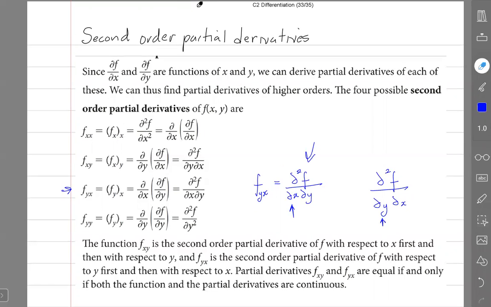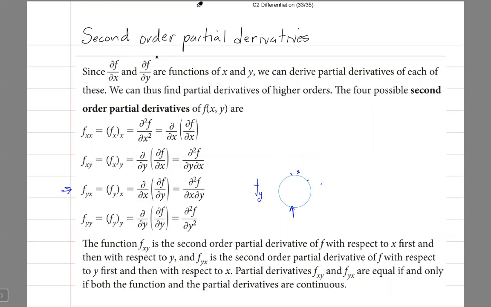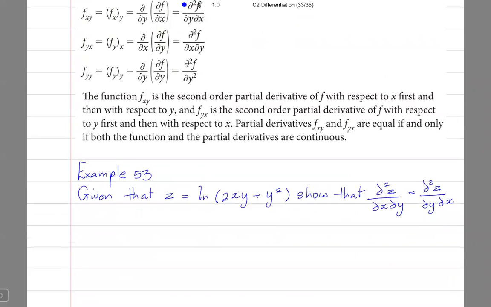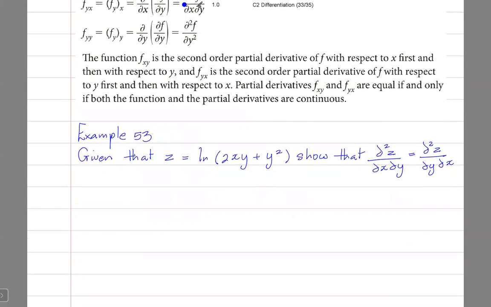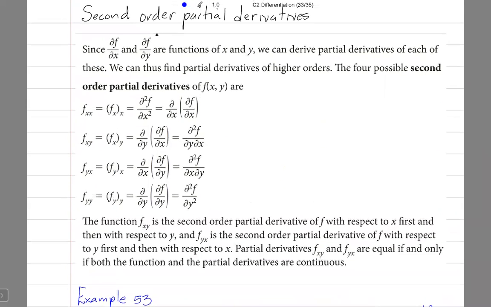I'm going to do example 53. Okay, so the first one is the second derivative with respect to x both times. The second one is with respect to x, then with respect to y. Then with respect to y, then with respect to x, and the last one is with respect to y both times. Yes. Okay, good. No problem.